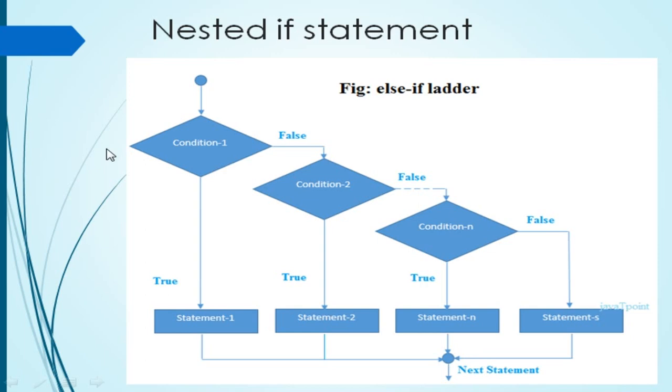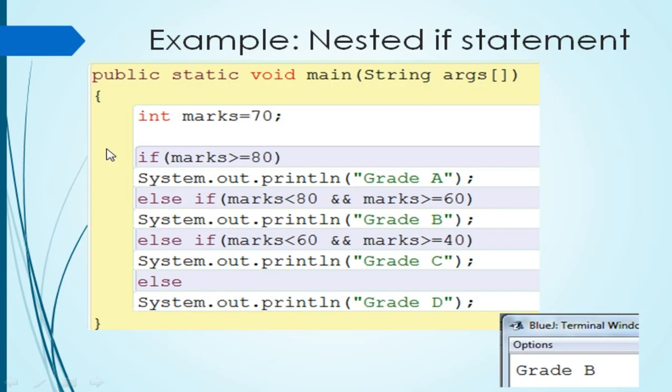To illustrate this, here is an example program. This is only an example program, don't get confused. We are going to see more example programs in the next videos, and I will explain in detail. I declared a variable marks and I have given it as 70. Here I am going to print the grade. If the marks is greater than or equal to 80, I am printing grade A.